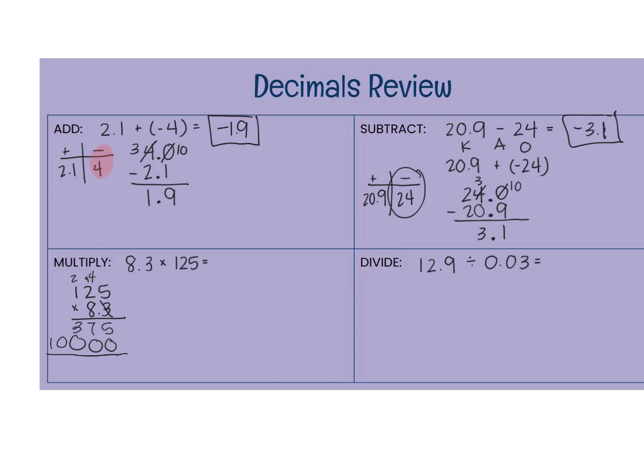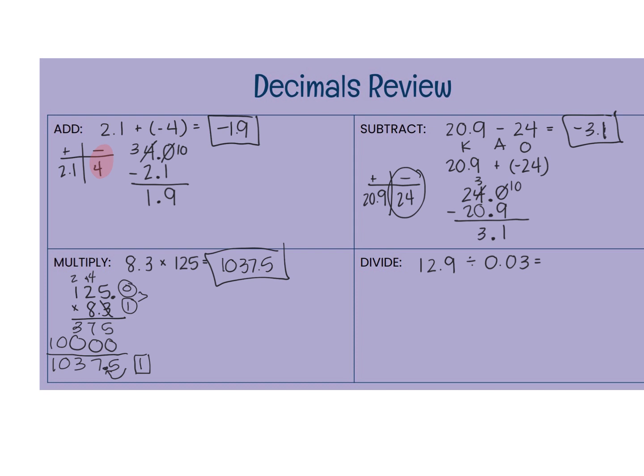And then I line it up. So I get 5, 7, 3, 0, and 1 as my digits. Then we have to place the decimal. In 125, our decimal is at the end, and there are 0 digits behind the decimal. In 8.3, there's 1 digit behind the decimal. I add these two together, and I know that I'm going to have to move 1 time from the end over to get my answer, which is 1,037.5.